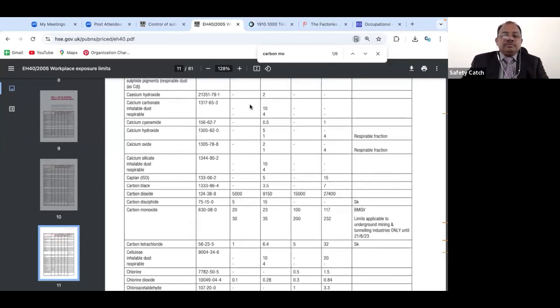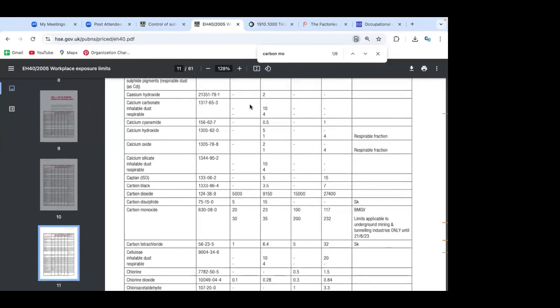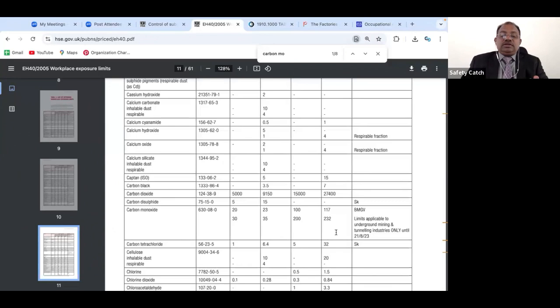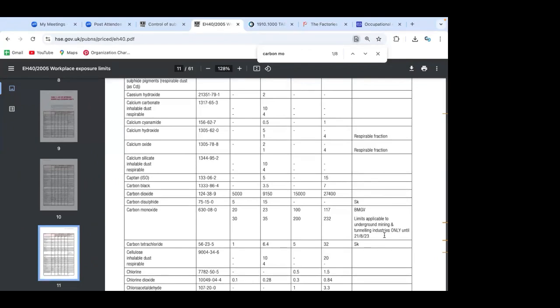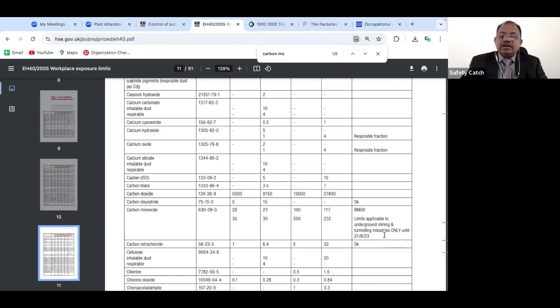Yes, Sayuj? Sir, in confined spaces, we can use the highest level, right? 30, suppose we are taking 23 and 35, then... No. See, here it's very simple. What they have said is: only for underground mining and tunneling industries. That's all. Not in any confined space. Oh, okay, sir. They have said very strictly only for underground mining and tunneling industries. And that too, they have allowed only up to 23. Now they might have revised it also. So this was an exception given by the government.